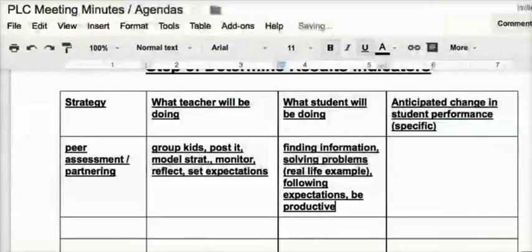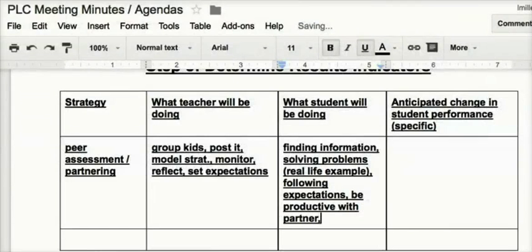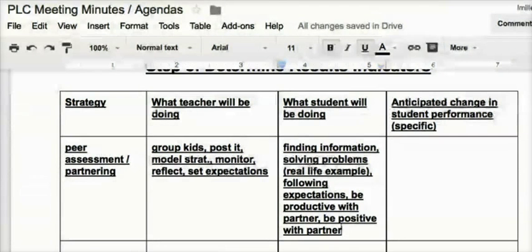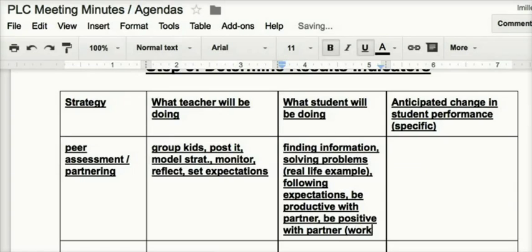But I think that's something we're going to run into, a barrier: kids not being able to be productive with a partner. I don't think we can stress enough being positive with your partner as well. One thing that I use a lot is, you don't always have to like the person you work with. It's a working relationship. We're here to get better. Yeah, that's a big quote that we always use too.